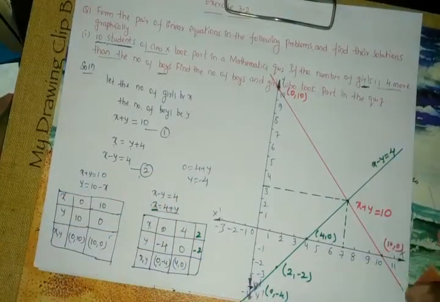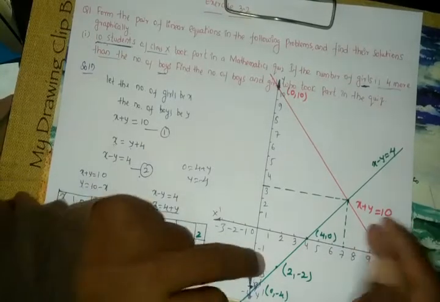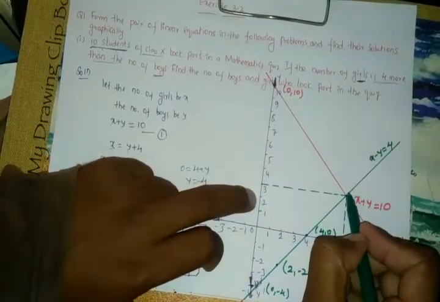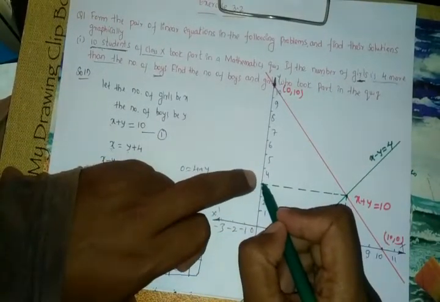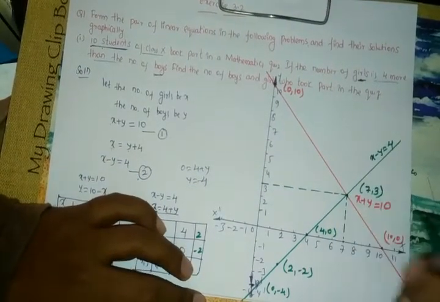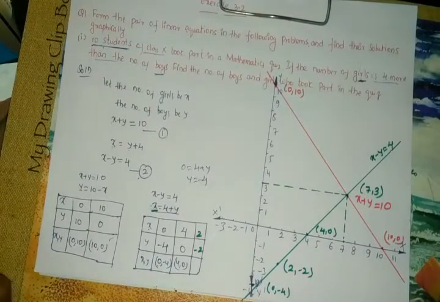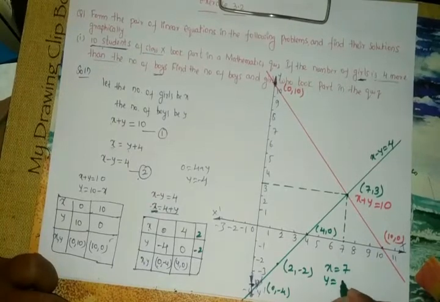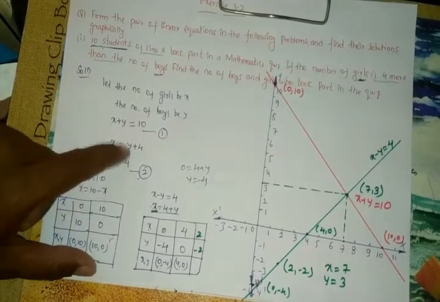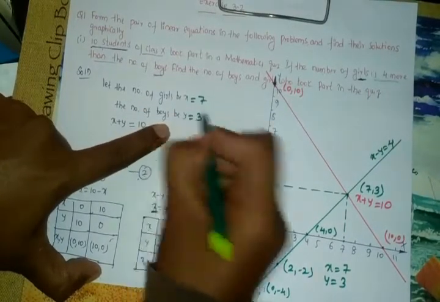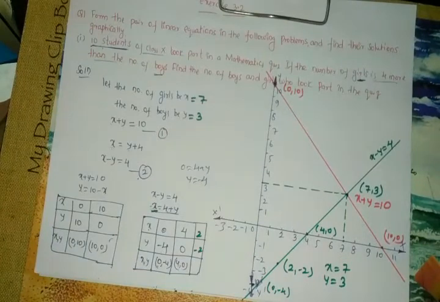If you draw it in the graph, these two lines will be parallel, and these two lines will be parallel. So wherever the lines cut, that will be your coordinate. Now it is cutting at 7 comma 3, which implies that x is 7, y is 3, meaning the number of girls is 7 and the number of boys is 3. Graphically we have found the number of girls and boys.